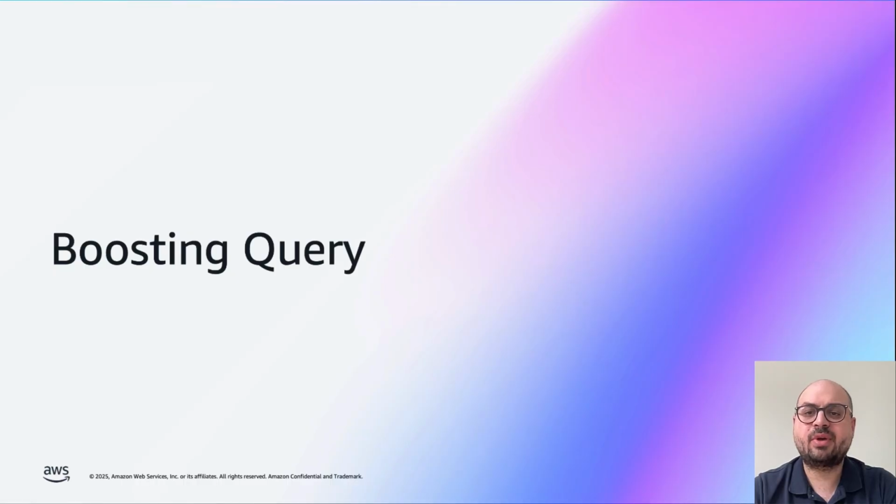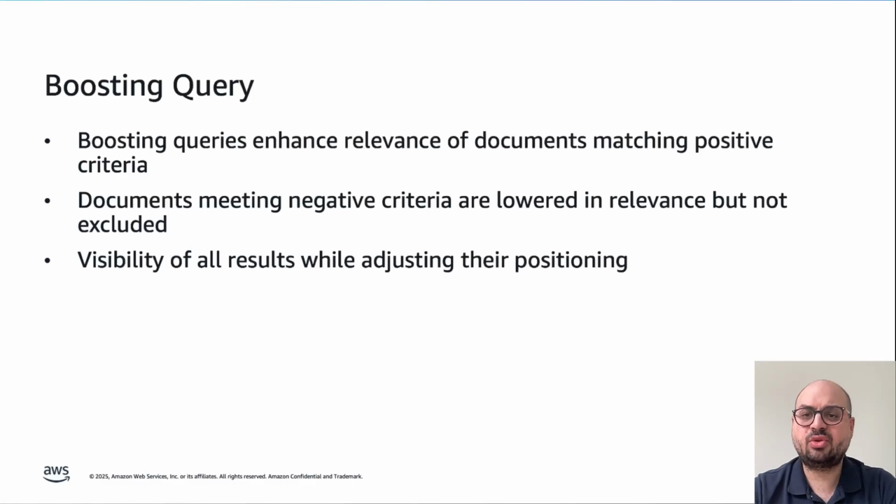Boosting queries are one way of fine-tuning search relevance in OpenSearch. Let's briefly see what it is. A boosting query elevates documents that match positive queries while reducing the relevancy of documents that meet negative criteria without excluding them from the search result. This method ensures visibility of all results while adjusting their positioning.